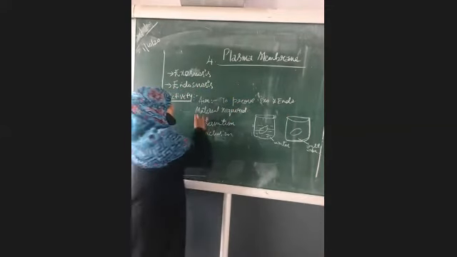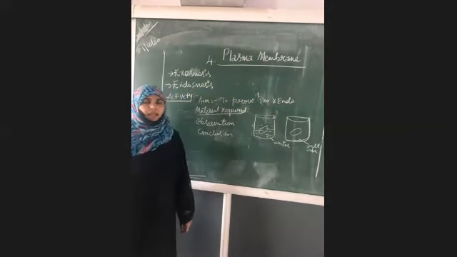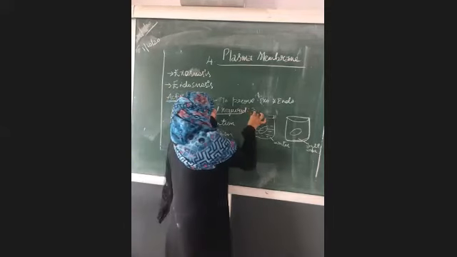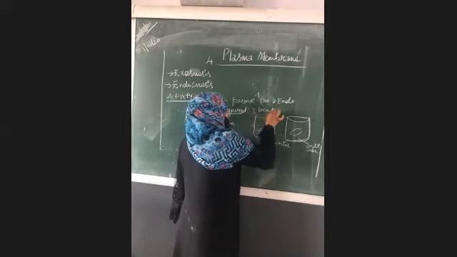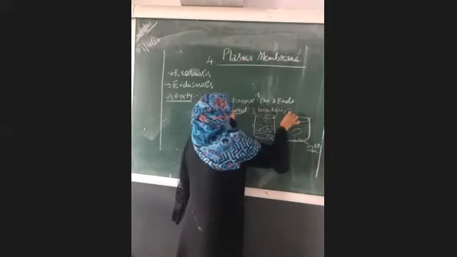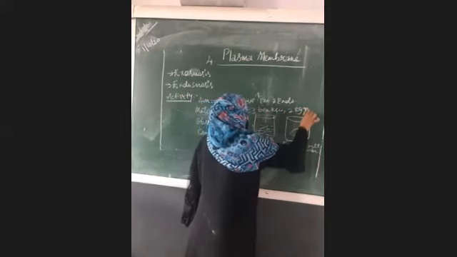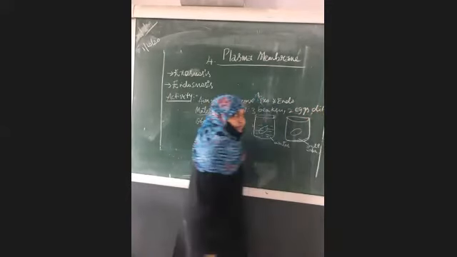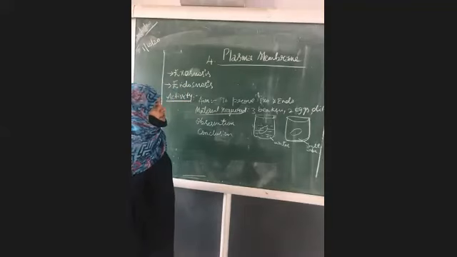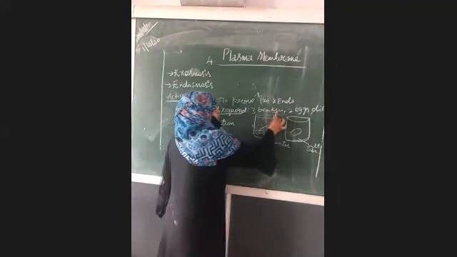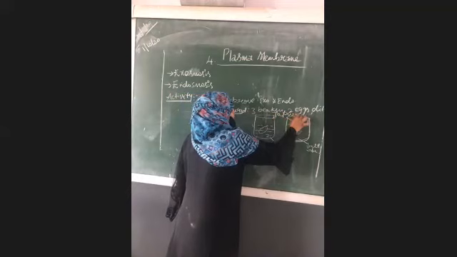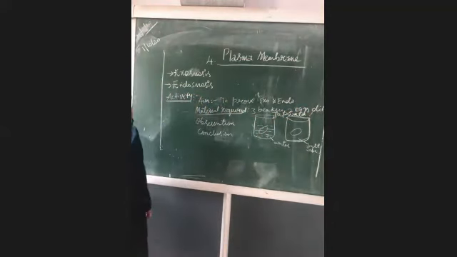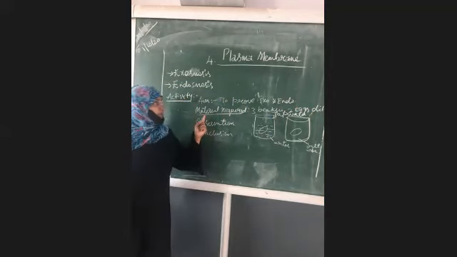Then materials required. Write down three beakers, two eggs, then dilute hydrochloric acid, then tap water. You take tap water. So these are the materials required for the experiment.